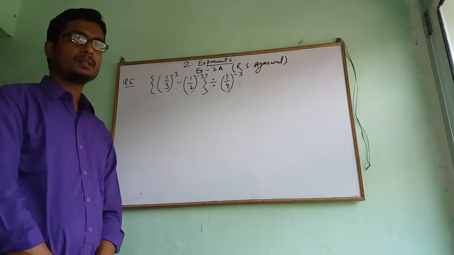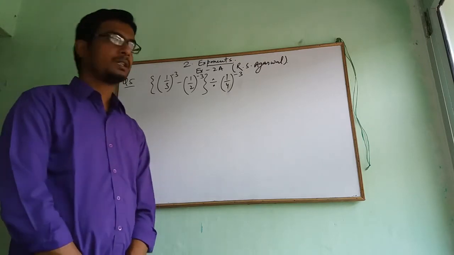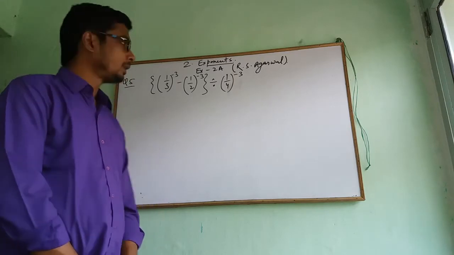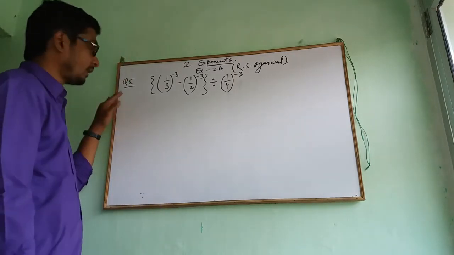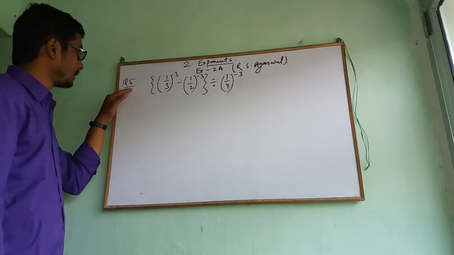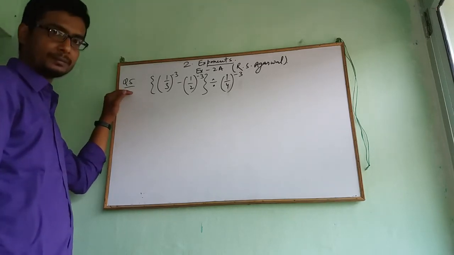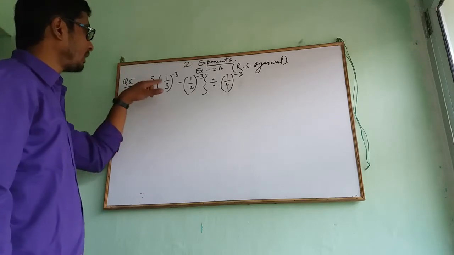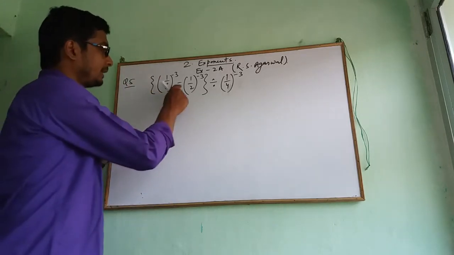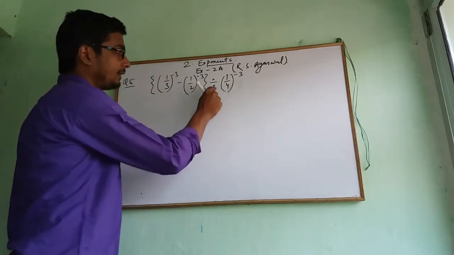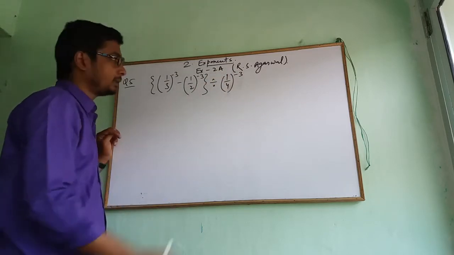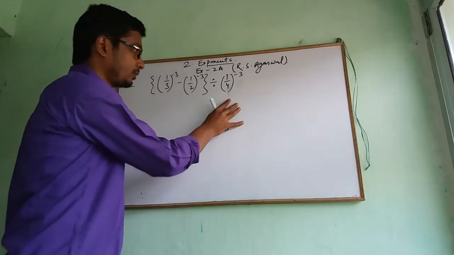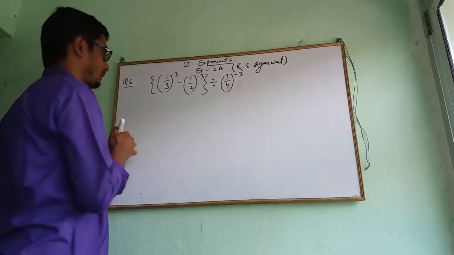Okay, so students, let's solve some of the questions from exercise 2A, R.S. Agarwal class 8 mathematics. My first question, which I have taken here, is question number 5: (1/3) whole power minus 3, minus (1/2) whole power minus 3, divided by (1/4) whole power minus 3. According to the laws of exponents, I have to solve this question. So let's see how we will solve this.